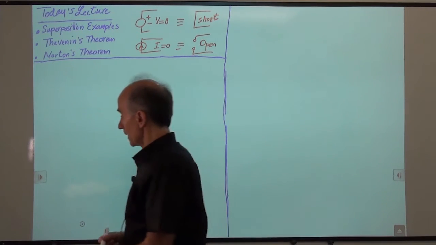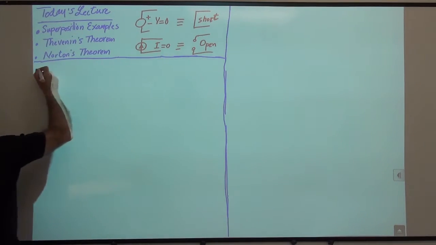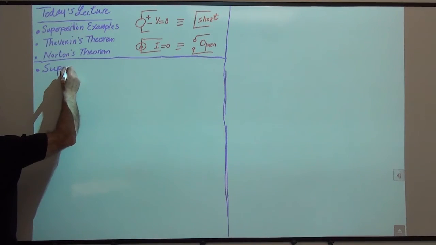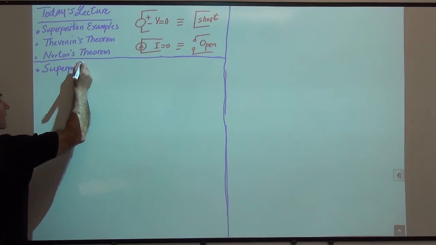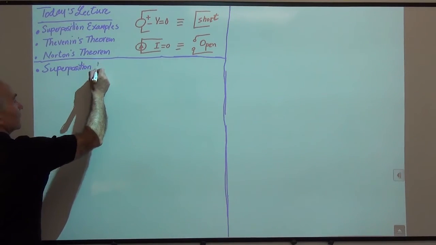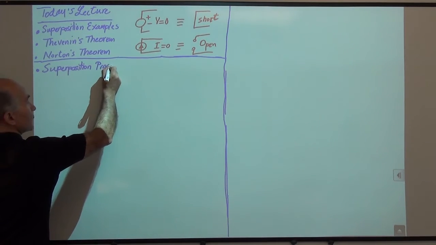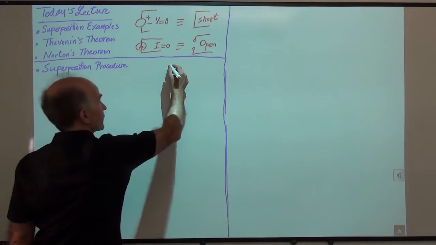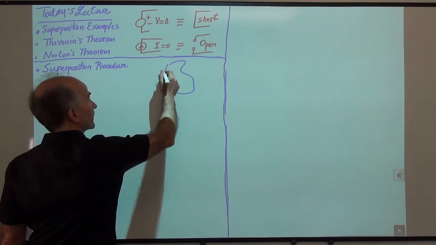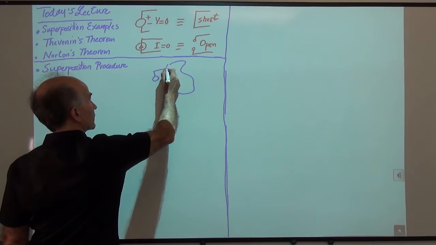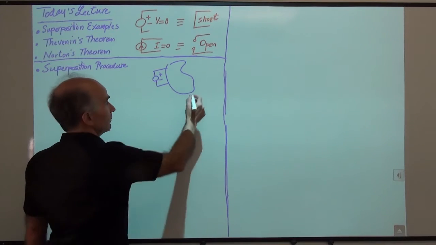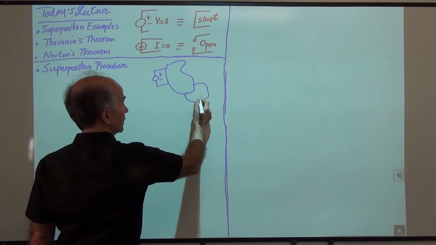All right, so let's go ahead and look at the general superposition procedure. So I know what superposition means, and I have some sort of circuit or system, and it has multiple inputs. So for example, I have a voltage source here, and then maybe a current source here.